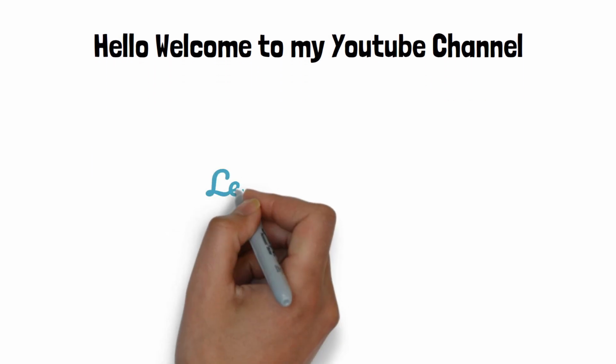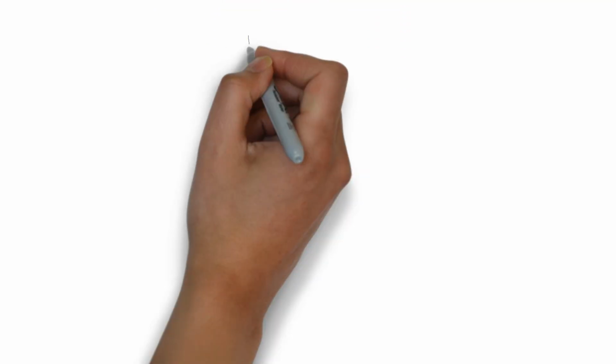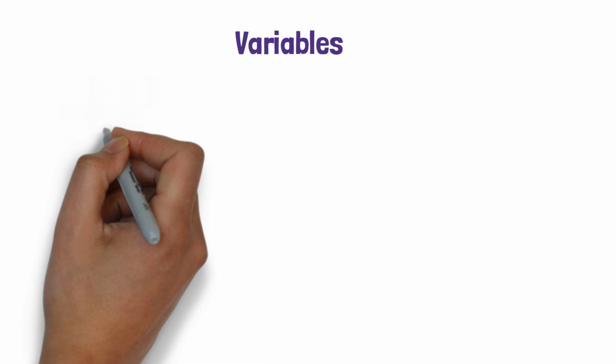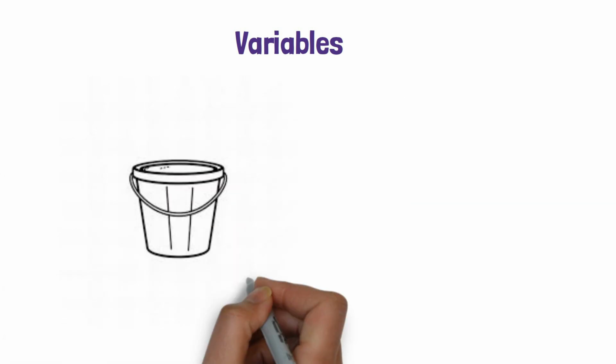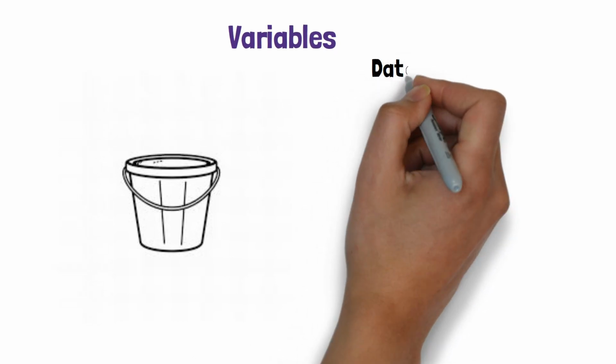In this tutorial, we are going to learn something very important called variables. So what are variables? Variables are just containers that are used for storing your data values. Data values can be numbers or characters.